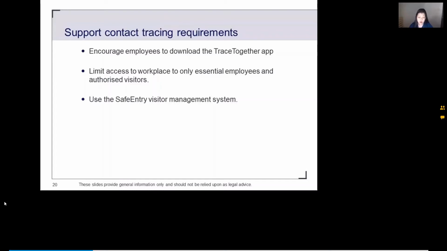Where people are allowed to access the workplace, all entry, including that of employees, should be recorded using the SafeEntry visitor management system. So we've seen this being rolled out in a few cases over the past few weeks, where you guys scan your information before you're allowed entry, and this will now be compulsory.